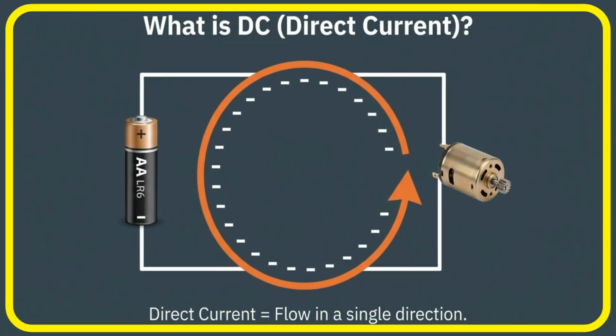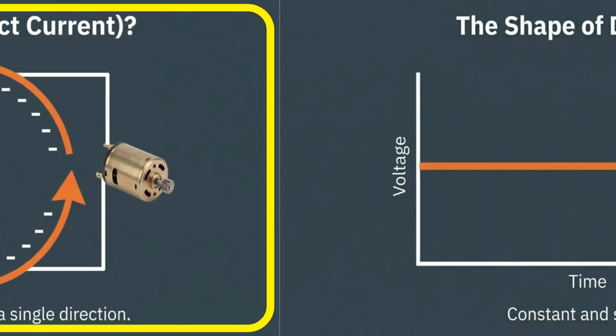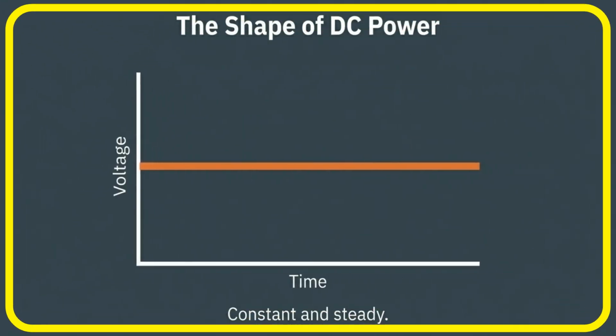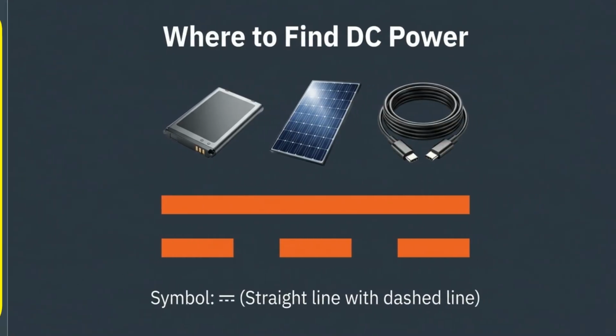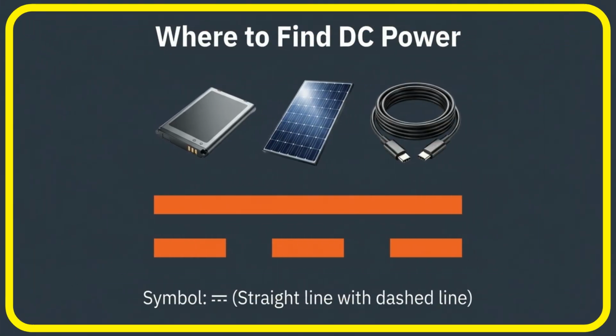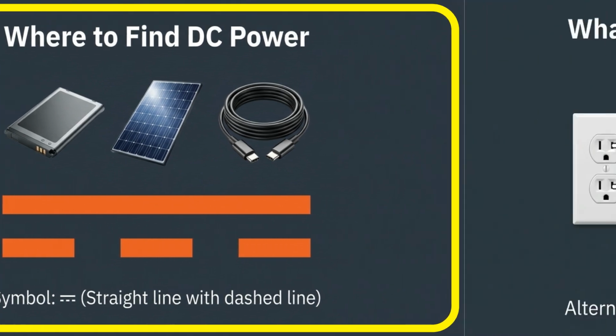DC, or direct current, is a flow of electrical charge that moves only in one direction. You can see this in the simple circuit powered by a battery. When graphed over time, DC power is represented by a constant and steady straight line, showing that the voltage remains stable. You can find DC power in batteries, solar panels, and USB cables. The symbol for DC power is a straight line with a dashed line underneath.